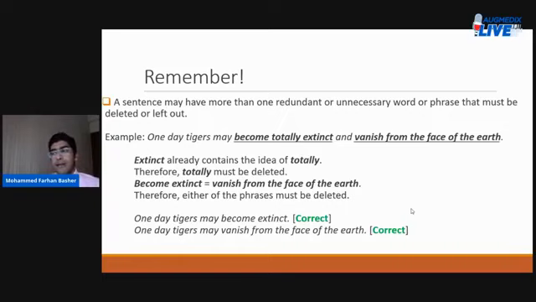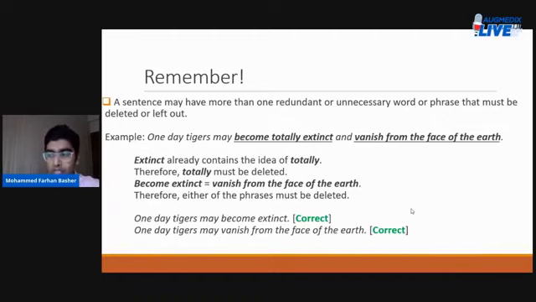Okay. Now, becoming extinct and vanishing from the face of the earth, these two phrases have the same meaning as well, right? Become extinct is equal to vanish from the face of the earth. So you either say become extinct or you say vanish from the face of the earth. You can't keep both phrases in one sentence to portray one single idea, because if you do so, your sentence will have an instance of redundancy. And we don't want to say things unnecessarily in the English language. Therefore, either of the phrases must be deleted.